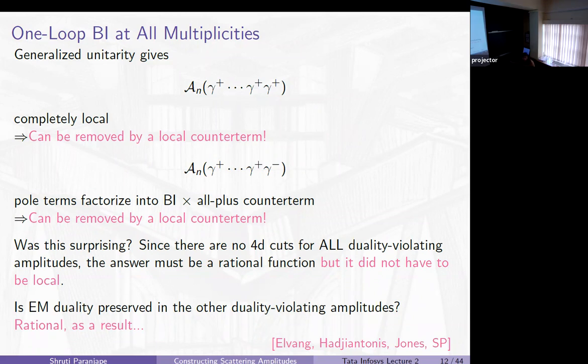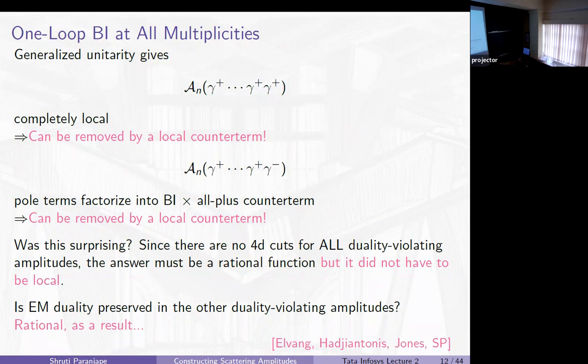So it just looks like this. This is in spinor helicity notation. So it just looks like this times that local contact term. Yeah. So nice, you can just add local things and remove both of them. Now, if you want two minuses, is the symmetry the same?